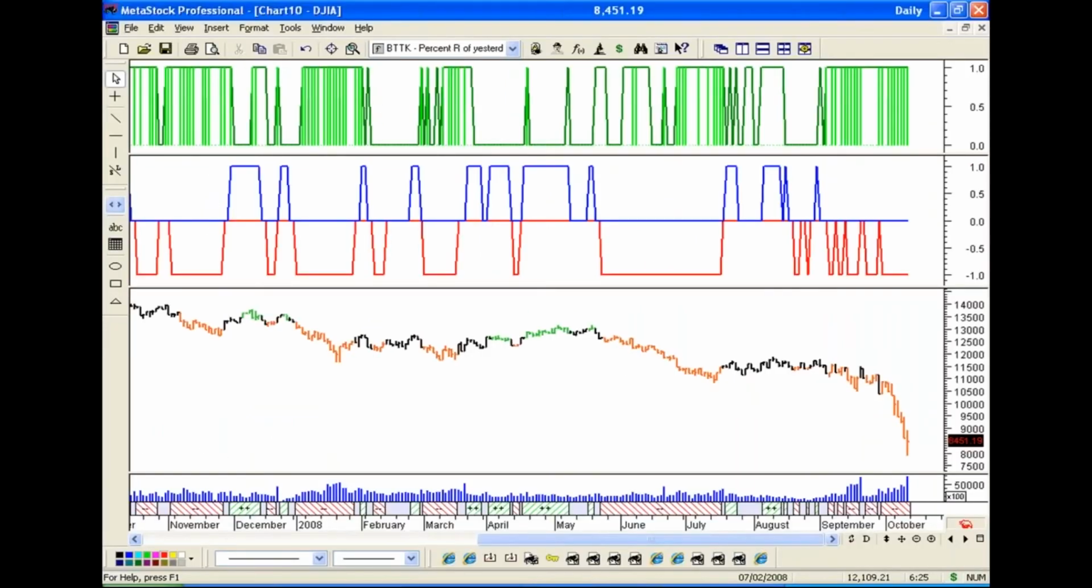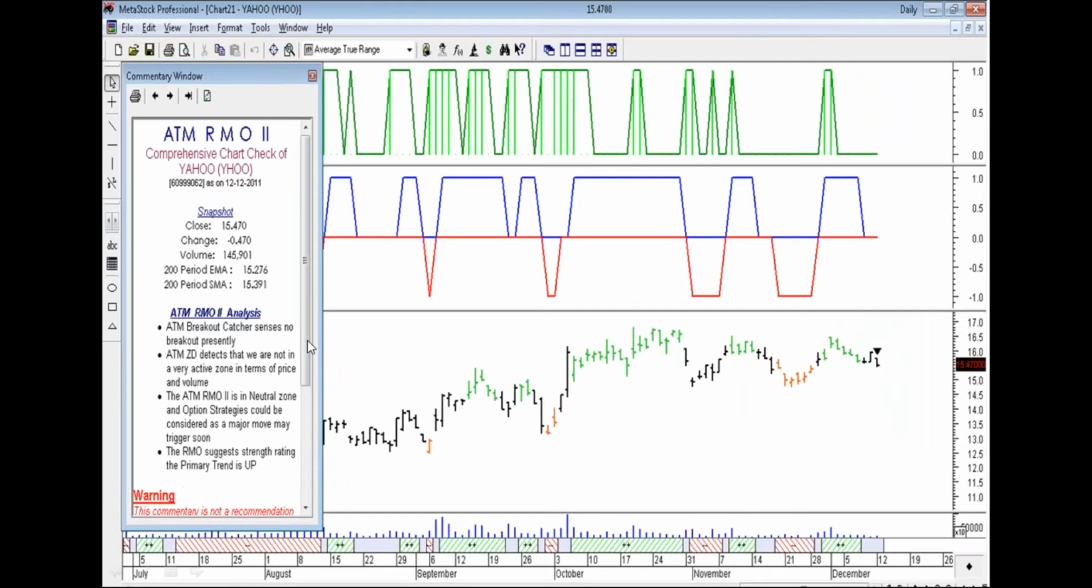Now, we have a nice scanner. Everything that I do, whether you are used to using the Explorer, you have a scan to scan for pullbacks, so where the RMO2 is at 0. You can even go through the Expert Advisor. You have comments over there. So, you would look at this. It says the ATM RMO2 is in neutral zone. That means it's pulled back to 0, and therefore option strategy should be considered as a major move should trigger. Okay, so you've got commentary to back you up.